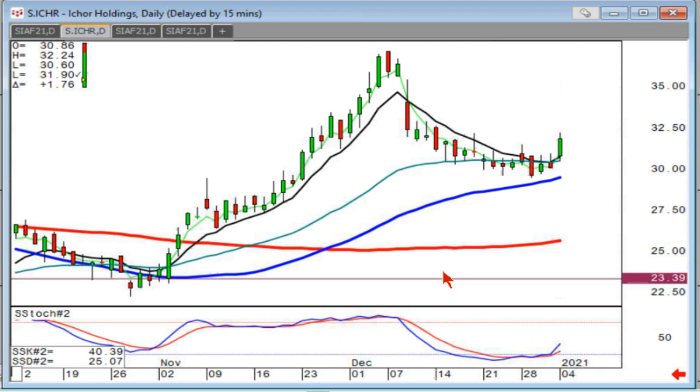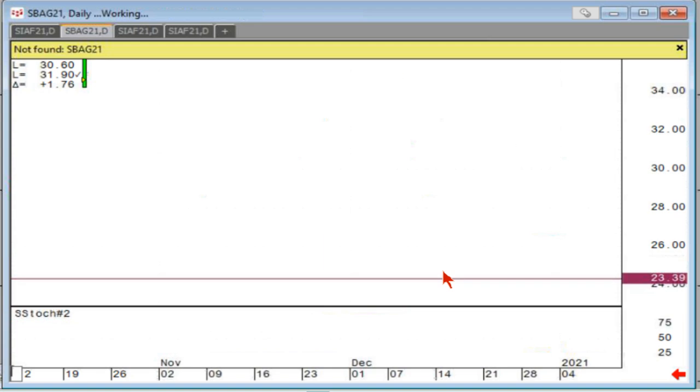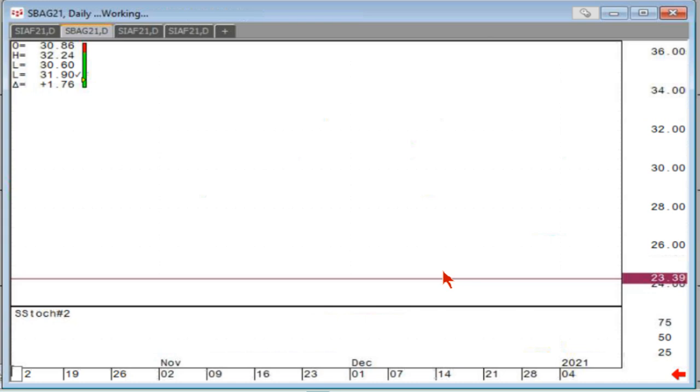Oh, I don't know. I keep forgetting how to get soybean oil. SBAG. John, I forget, I don't trade soybean oil, so I never pull up the symbol. You know what the symbol is? Let's see, we did this, we did that.